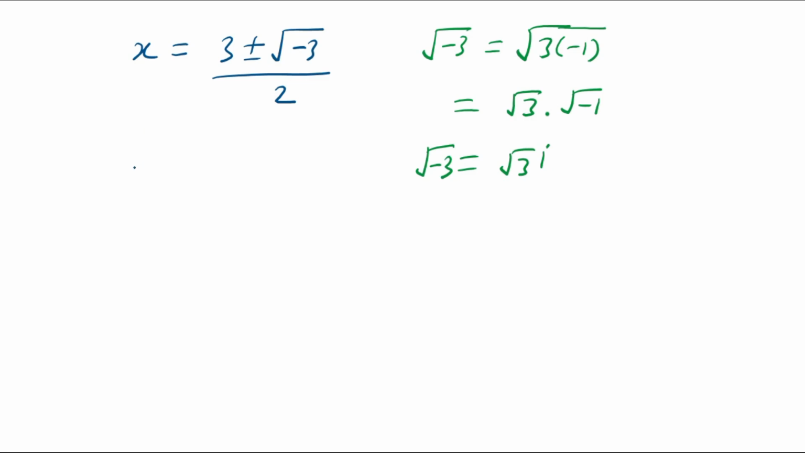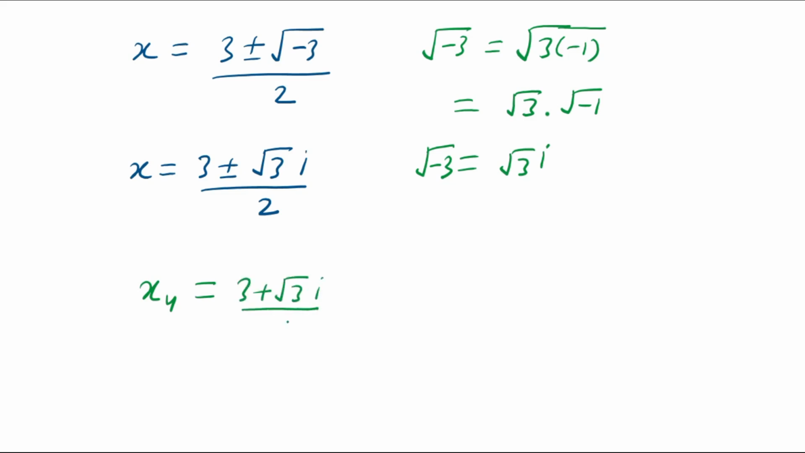Now x is equal to 3 plus minus this expression replaced by square root of 3 times iota, over 6. Our fourth solution x4 is equal to (3 plus square root of 3 times iota) over 6, and fifth solution x5 is equal to (3 minus square root of 3 times iota) over 6. In this question we have 5 solutions. This is our final answer.